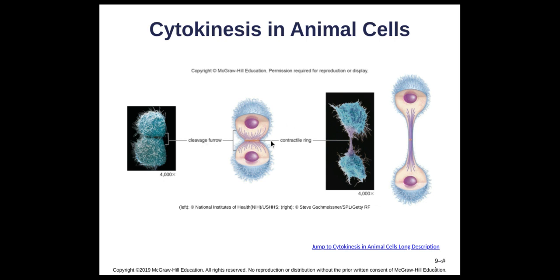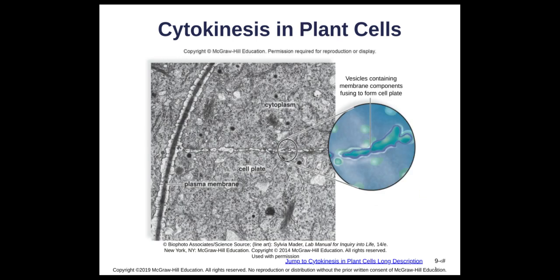So here it is in animal cells. We're kind of pinching in, pinch, pinch, pinch, like wrapping a rubber band around and around and around, or pulling a drawstring and cinching it to make two cells. And here's what we're looking at in plants. We're making these vesicles. They're going to fuse and make that cell plate, which will then secrete, or cells there will secrete to form the cell wall.